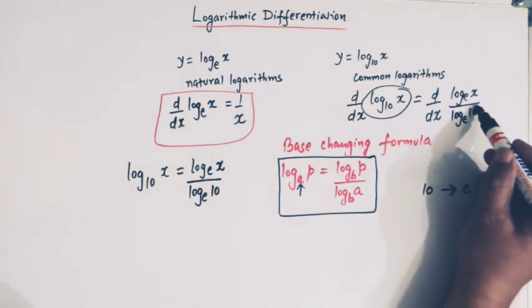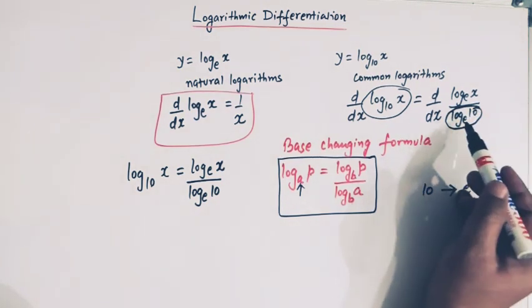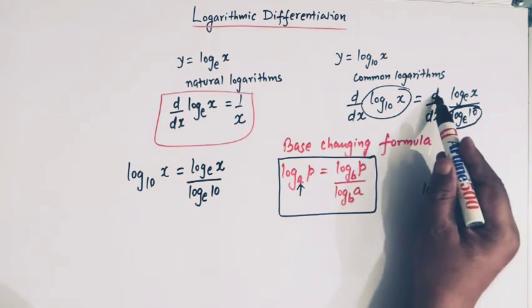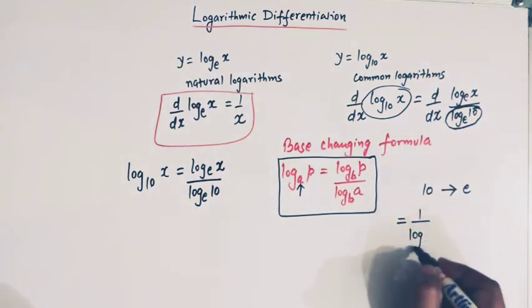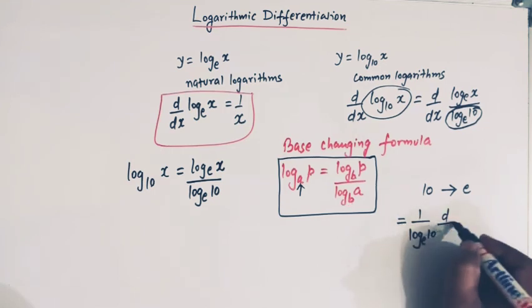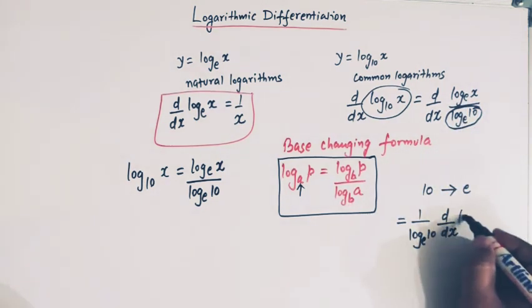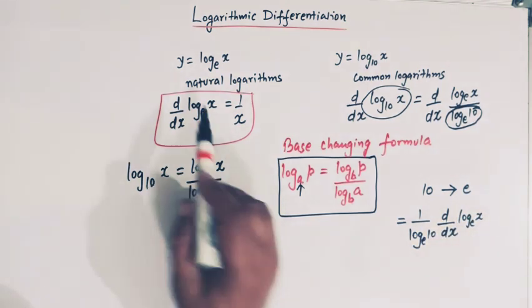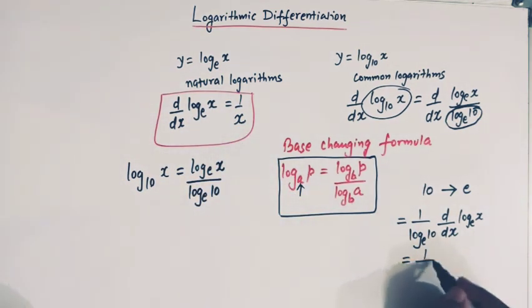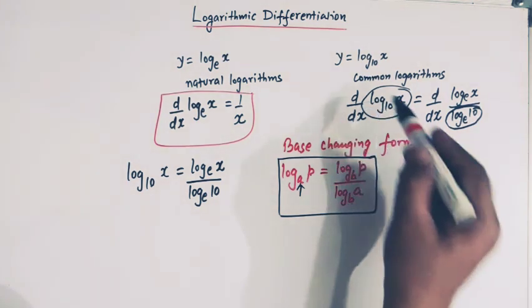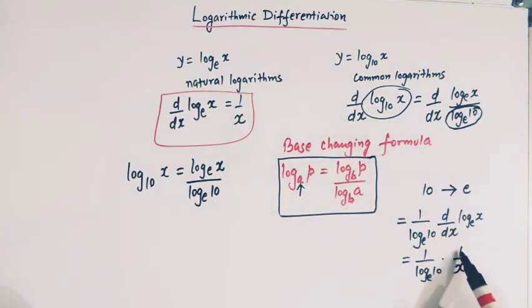Now this is a constant, so we can take it outside the derivative operator. We can write it as 1 over log 10 to the base e, and the derivative of log x to the base e. We know that the derivative of log x to the base e is 1 over x. So the derivative of log x to the base 10 is given by 1 over x multiplied by 1 over log 10 to the base e.